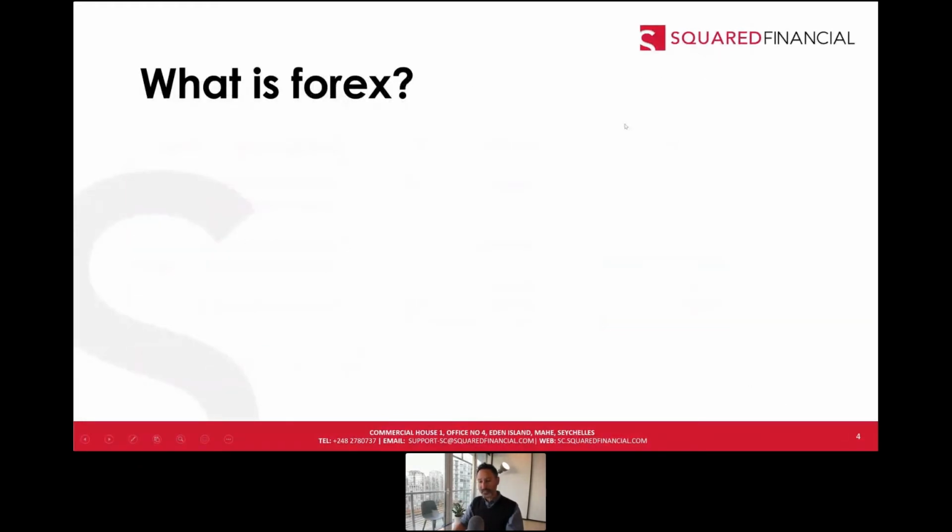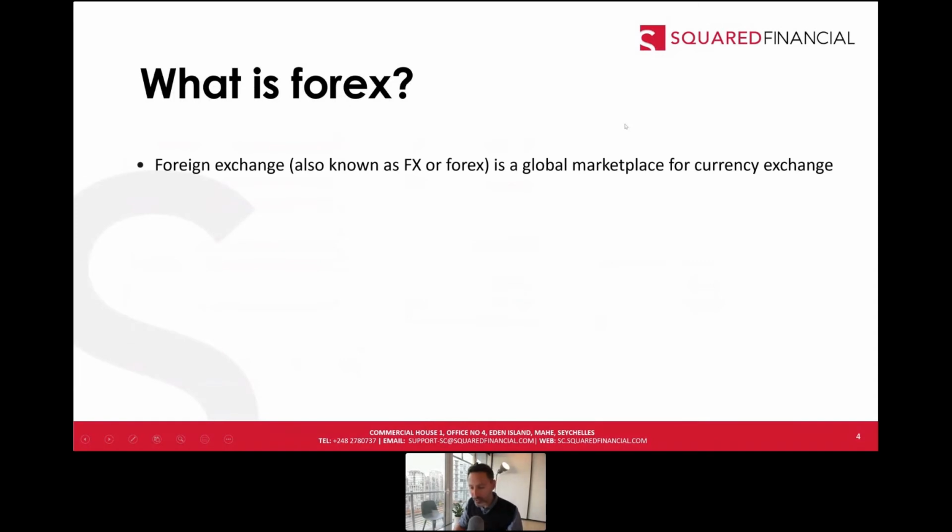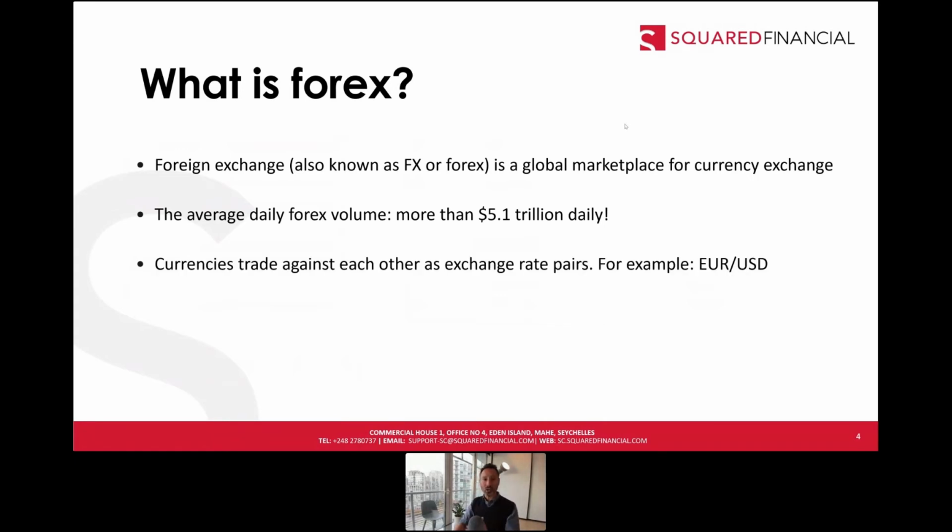Learn what Forex is. What is Forex? Foreign exchange, also known as FX or Forex, is a global marketplace for currency exchange, where nations exchange currencies or corporations exchange currencies. The average daily Forex volume is more than 5.1 trillion daily, so there is a lot of money exchanging hands. There's a lot of opportunities every day to make money as well.